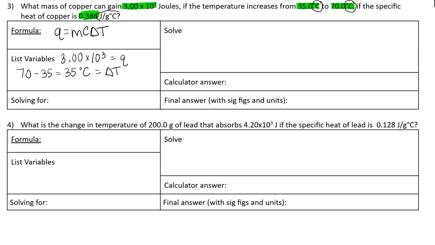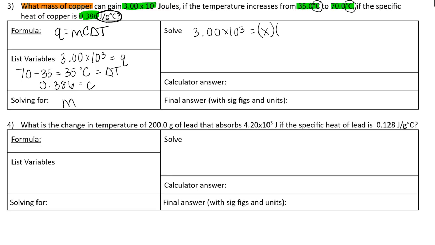Then I see this right here, that really big specific unit. That is the unit for C, our specific heat. The thing that they didn't give us was the M, the mass. If I double check the question, it says, what mass of copper? So I'm going to solve for M. All right, so let's see what we got. The Q is this number, that thing in scientific notation, we're going to use the E for that in a minute.